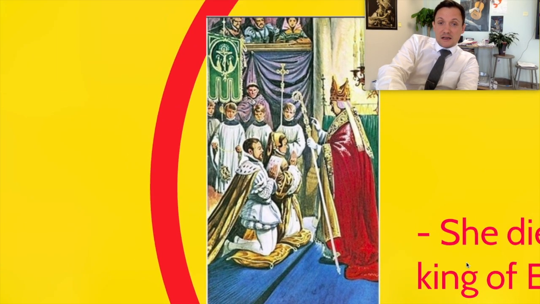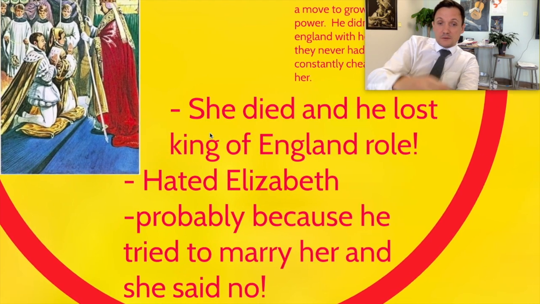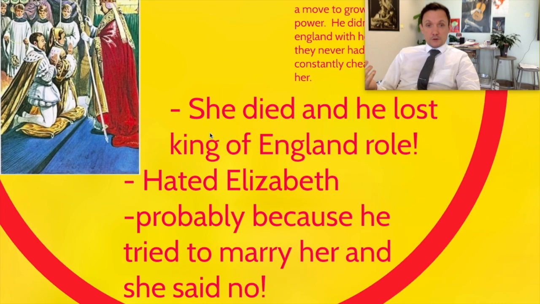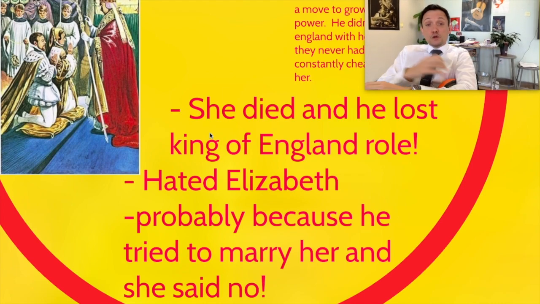So Mary ends up dying, of course, midway through their marriage, right? He's still pretty young. He's in his 30s. And when they got married, she was flirting with 40 years old. She dies, and he loses control of England, right? So when they got married, he became the King of England, okay?